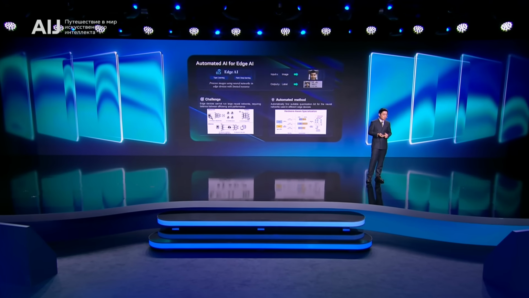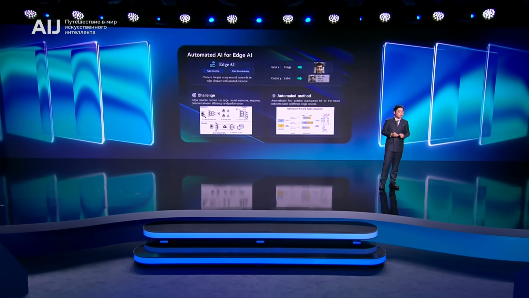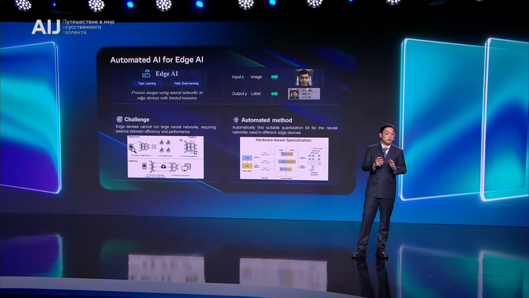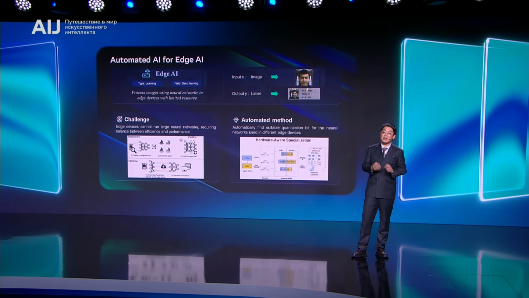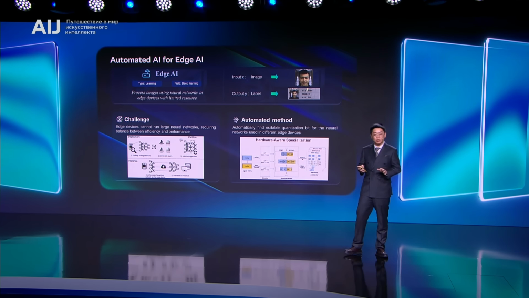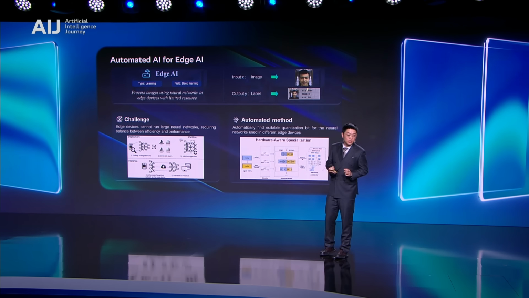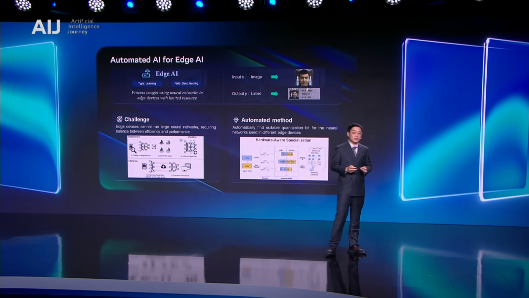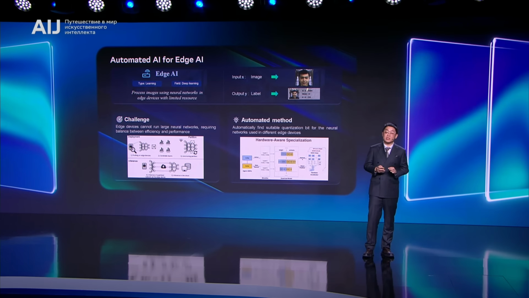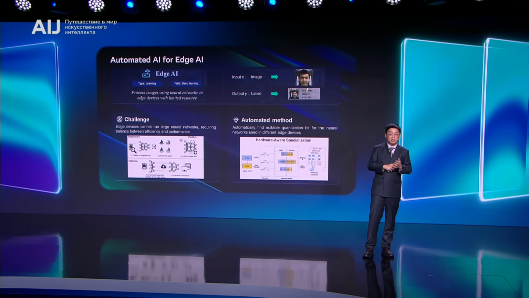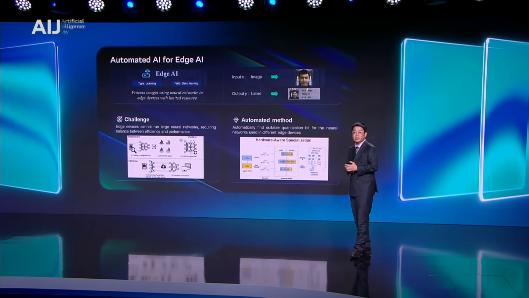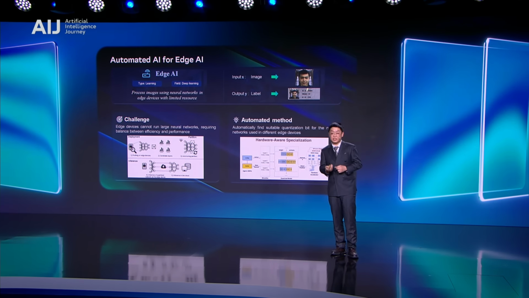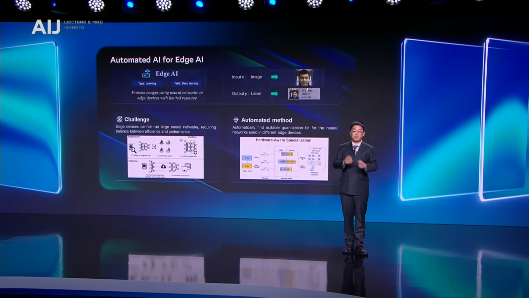It's also a challenging problem because edge devices cannot run large neural networks due to the limited memory and GPU performance. So it requires a balance between efficiency and performance. Therefore, automated design methods can also be used to automatically find suitable quantization bits for the neural networks used in different edge devices, so as to reduce the computational complexity of the neural network, make it run more efficiently, and reduce the requirements of hardware devices.